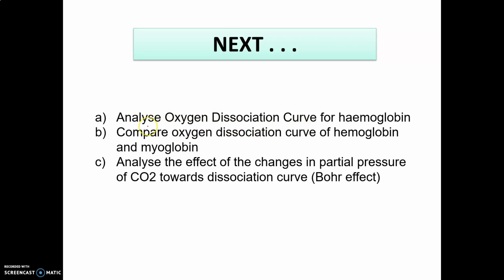Dan by the end of this lecture, you should be able to analyze and explain. Dan awak juga kena compare the oxygen dissociation curve for hemoglobin dan juga lagi satu pigment yang carry oxygen yang kita panggil myoglobin. Kalau namanya myo means melibatkan apa? Melibatkan muscles. Okay, this pigment memang present in skeletal muscles. And you should be able to compare lah. And you should be able to analyze the effect of the changes in the partial pressure of carbon dioxide towards the dissociation curve of oxygen, which is kita panggil Bohr effect. Tapi nanti kita akan tengok.